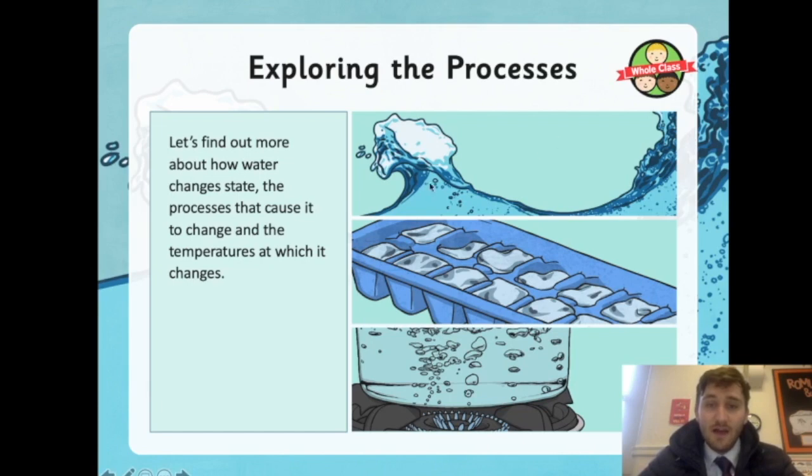So up here we've got our liquid, we've got just water, the ocean, the sea, what we drink. Here we've got ice, so that is obviously frozen water, that is our solid. And then here we've got our bubbles of water, so when water boils, maybe in a kettle or on a hob, when we're cooking pasta or rice, we have got our bubbles of water, and that is a gas.